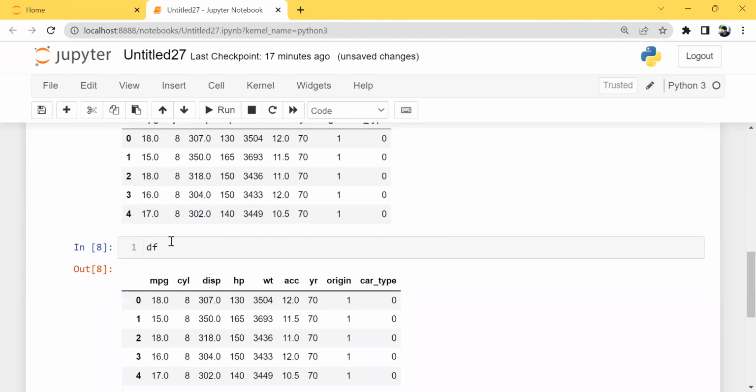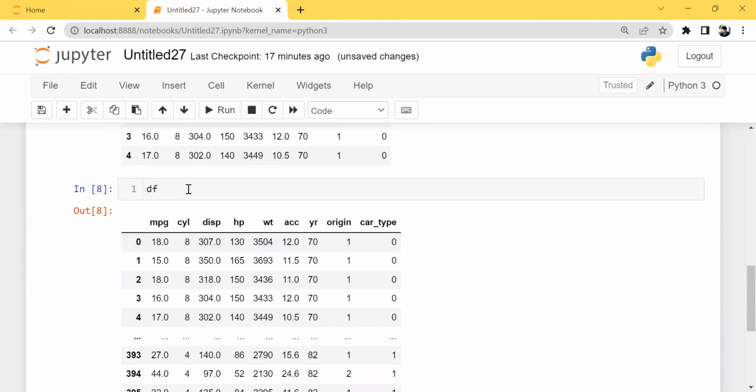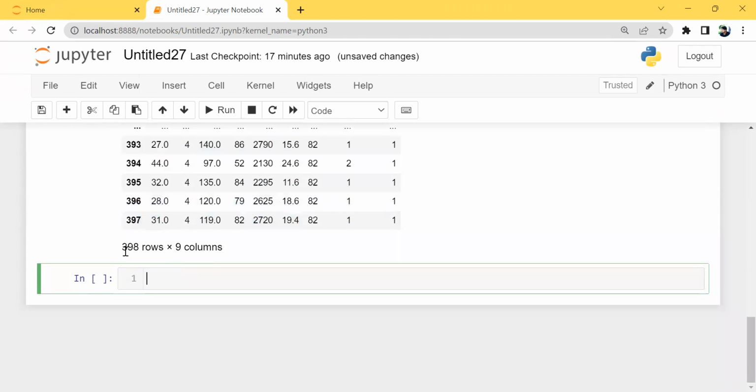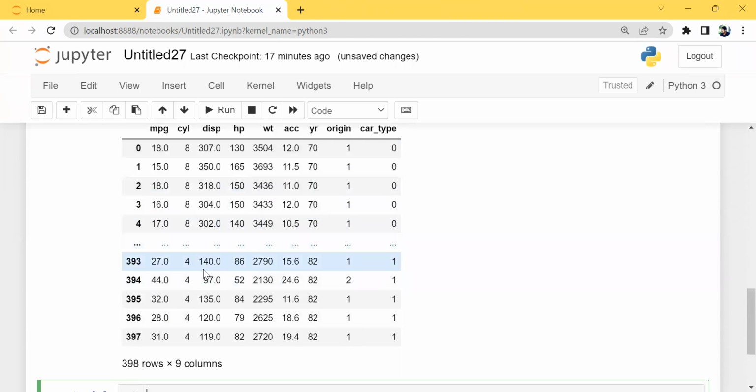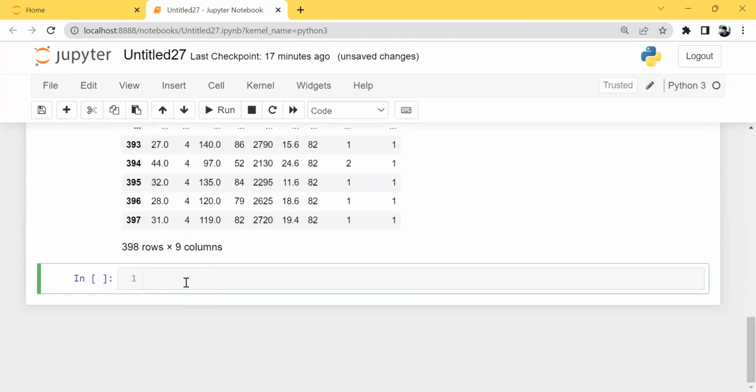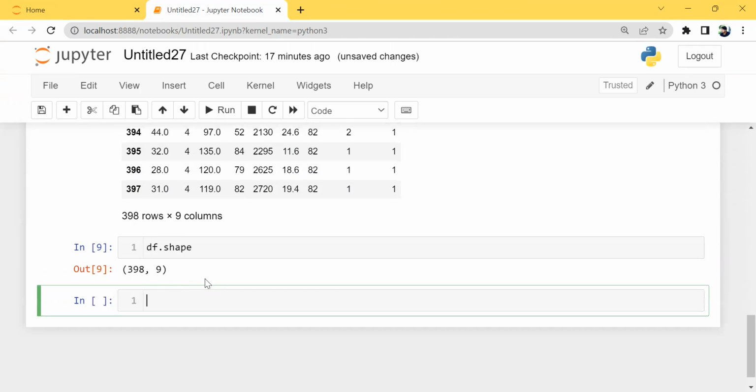If you hit just the data frame and hit shift enter, you'll observe there are 398 rows and 9 columns in this particular data frame, right? So this is one way, and there is also another way: df.shape. By this you get to know that 398 rows and 9 columns are there, right?